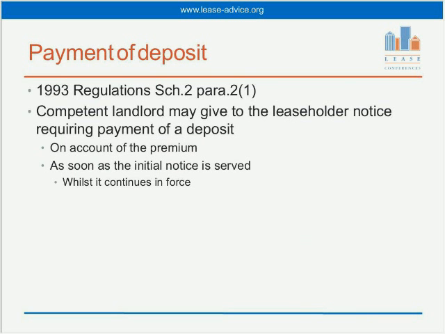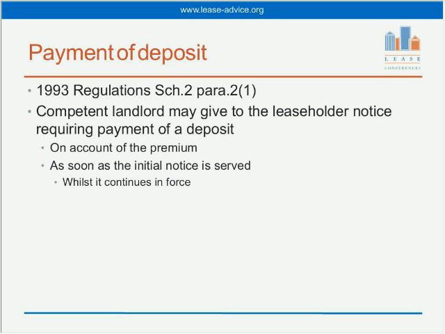We also said earlier that the leaseholder should get ready for payment of the deposit. What's the deposit? Well, that stems from the 1993 regulation, Schedule 2, Paragraph 2.1. The competent landlord may give to the leaseholder formal notice requiring payment of a deposit on account of the eventual premium price for the lease extension.